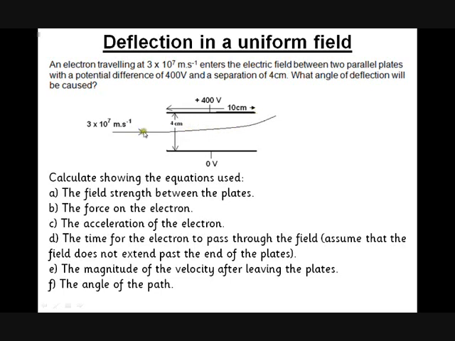It's going at a constant speed through, so its horizontal velocity is constant, but as it comes through the plates, it's going to accelerate upwards. We've got some calculations to do.